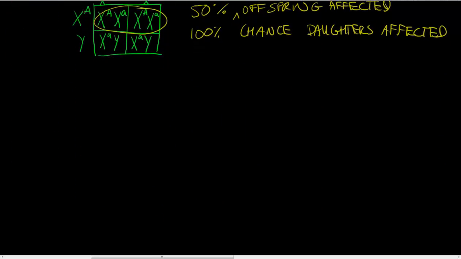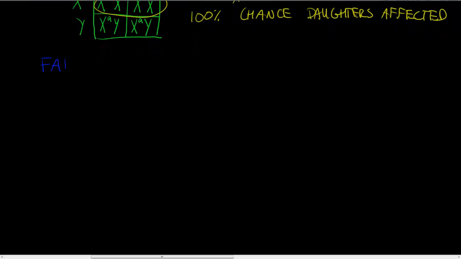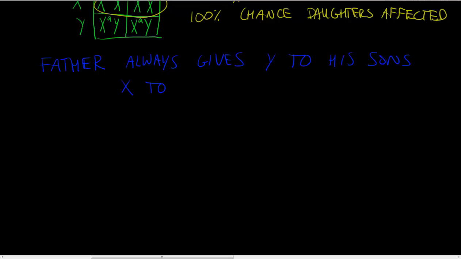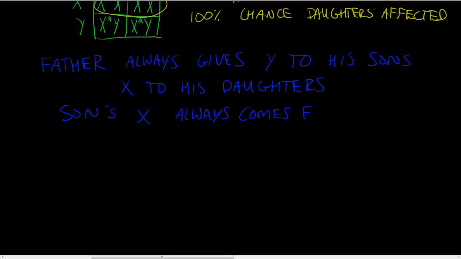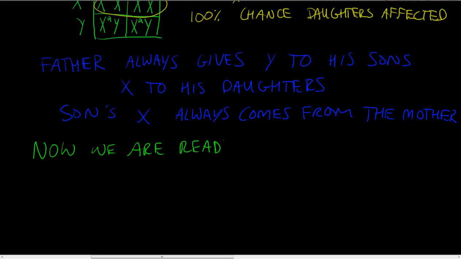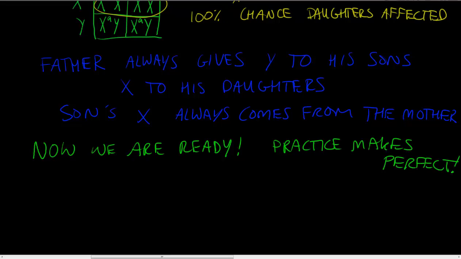So this shows us a kind of a rule that fathers always give the Y chromosomes to his sons and the X chromosome to his daughters, and the son's X chromosome always comes from the mother. These are important to understand. So now you're ready to interpret a pedigree chart. After some practice, you'll begin to see the patterns. First, though, I'm going to give you some handy tips for reading pedigrees, so you might want to take some notes.